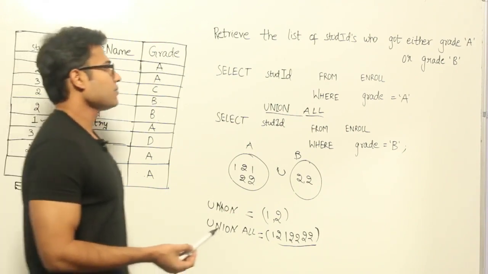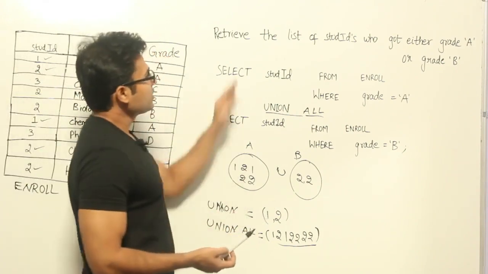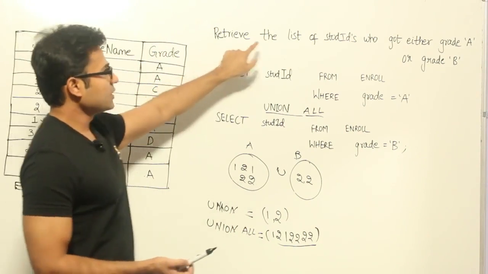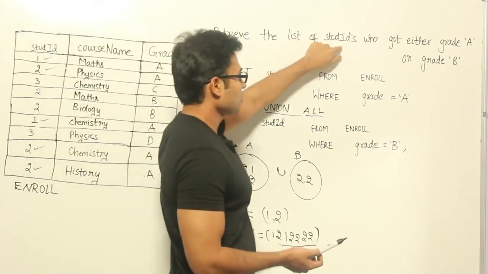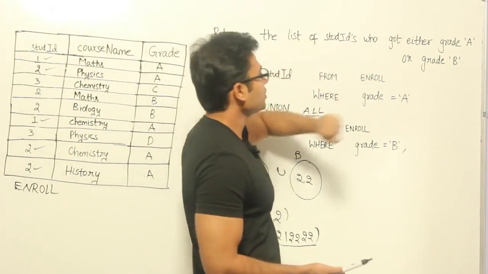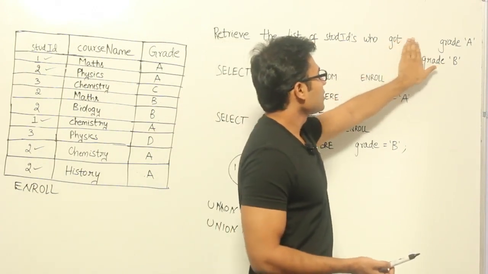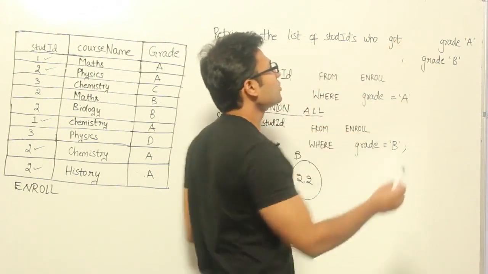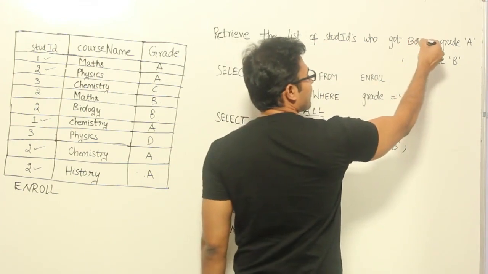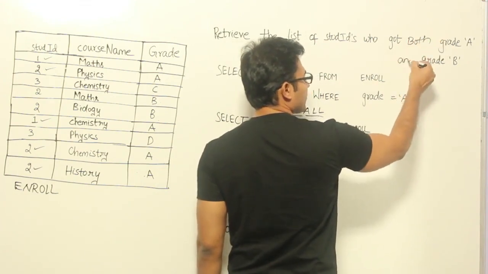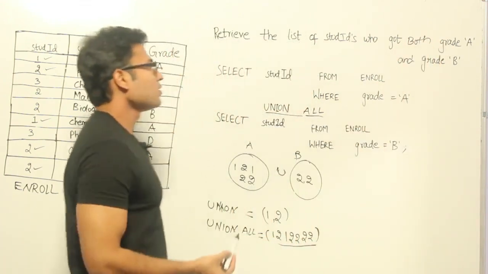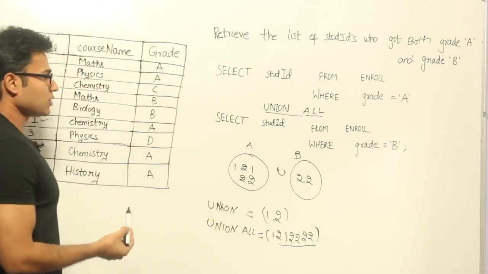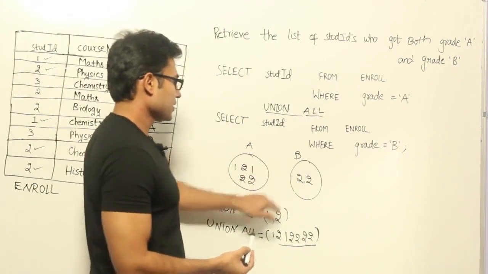So let's see what happens. I'll just try to change the query: retrieve the list of student IDs who got both grade A and grade B. Now what is the meaning of it? We want to see the students who are in the intersection, right?